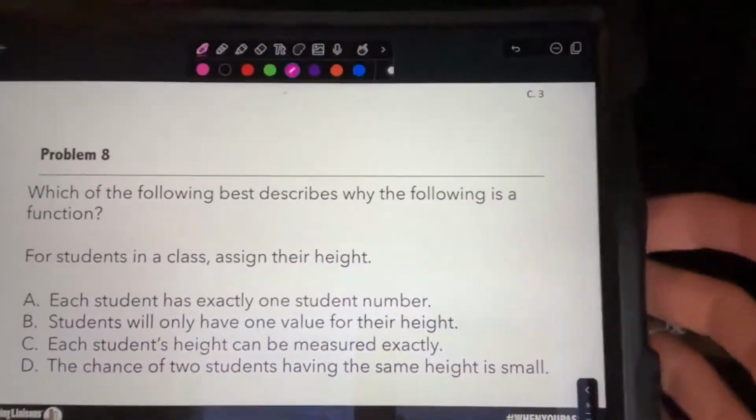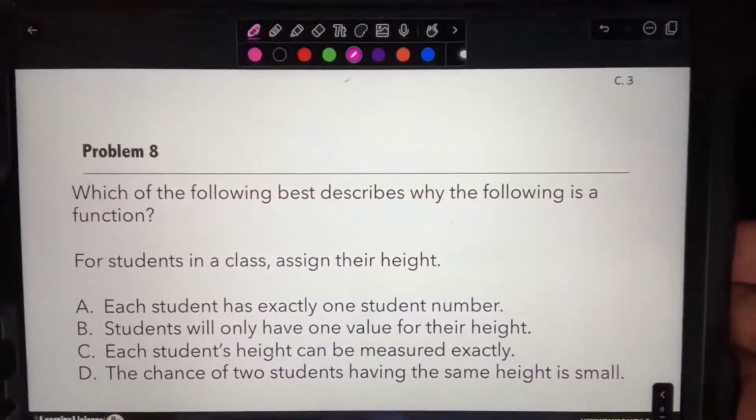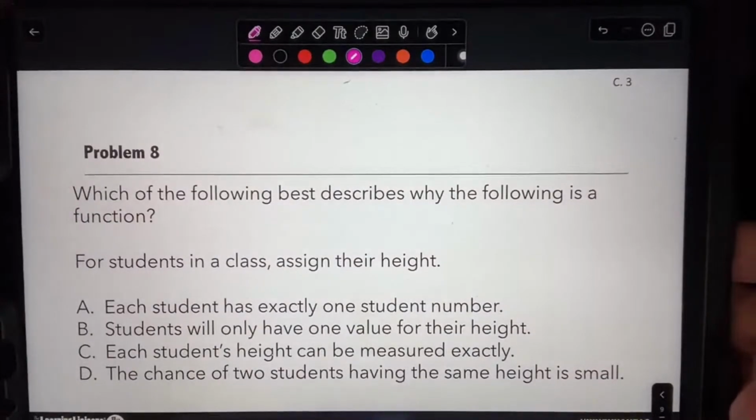All right, we have time for one more problem, so we're going to go ahead and do this one, and then I'll turn it back over to Dr. A. Which of the following best describes why the following is a function?